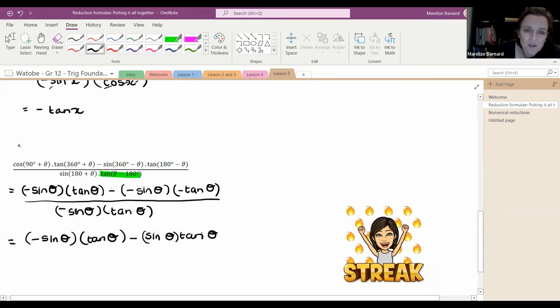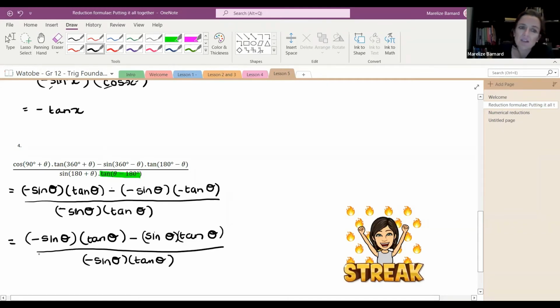Okay, so that's what we've got so far. And then at the bottom, we've got the same, minus sine theta, tan theta, which will make everything negative. Okay, so now this is basically just like terms. Minus sine theta, tan theta, minus another sine theta, tan theta is just minus 2 sine theta, tan theta.